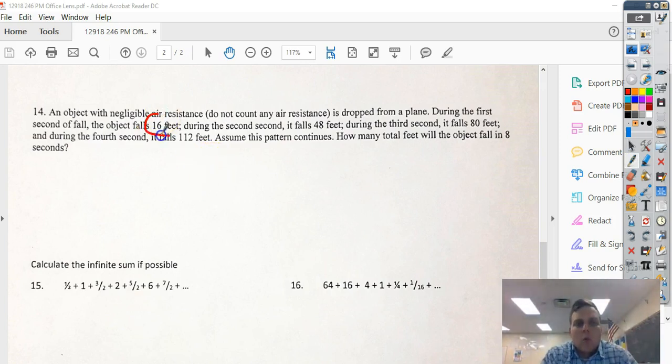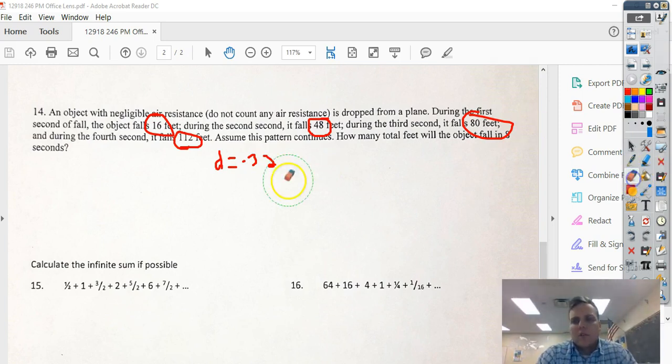So, at term 1, it was 16. At term 2, it's 48. At term 3, it's 80. Oh, sorry, in term 4, it fell 112. You'll notice that between the first term and the second term, it fell 32 feet. Between the second term and the third term, it fell another 32 feet. So this is clearly arithmetic with d being negative 32. Well, I guess positive 32. Nothing else is negative, so I should just add 32 feet. So d is equal to 32.